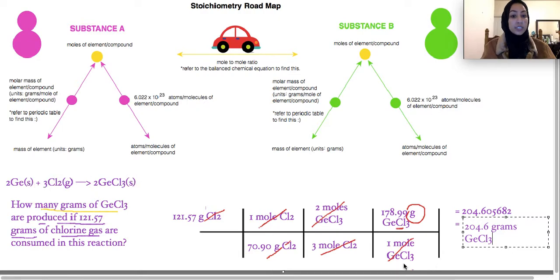I have 3 chlorines for every 2 moles of germanium chloride. Again, working diagonally, the same units here will cancel out with the units here. So I put down 1 mole of germanium chloride. Some of you may put 2, and that's okay. But remember, when you're finding the molar mass of 2, you're going to need to multiply it by 2. I wanted to make it easier. I put down 1 mole of germanium chloride, and I found the molar mass of 1 mole of germanium chloride. And that was it.